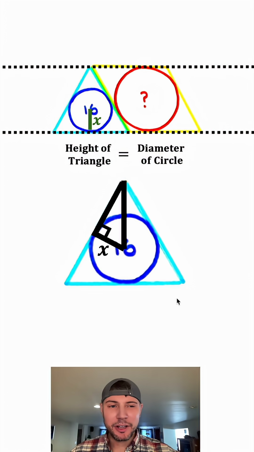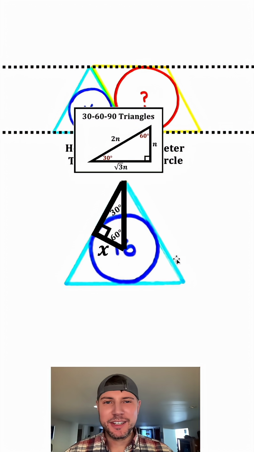Since this is an equilateral triangle, each of these is 60 degrees, but this one is cut in half, so it's going to be 30 degrees. And inside of this triangle, all three angles have to add to 180, so that leaves 60 degrees for this angle. Now we're dealing with a 30, 60, 90 triangle.